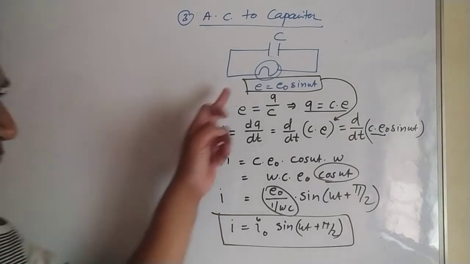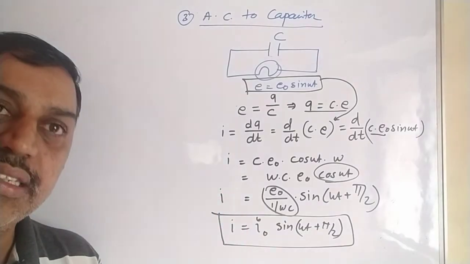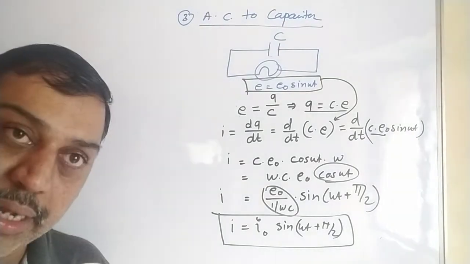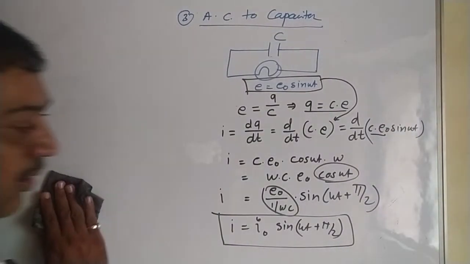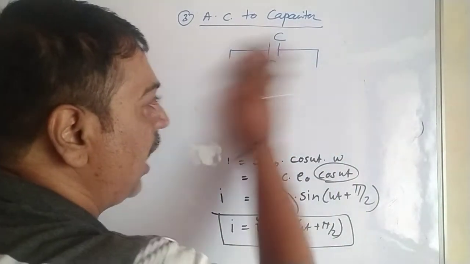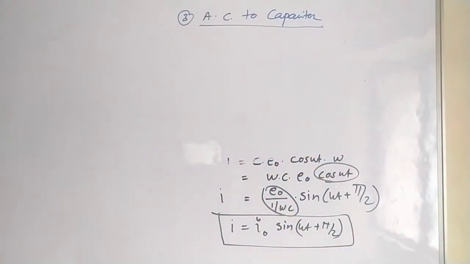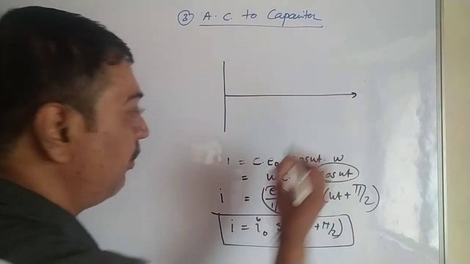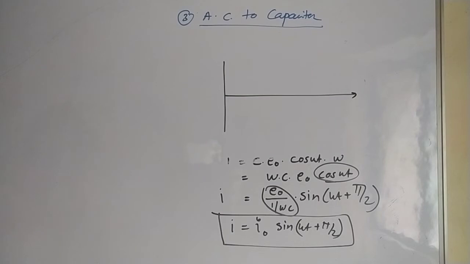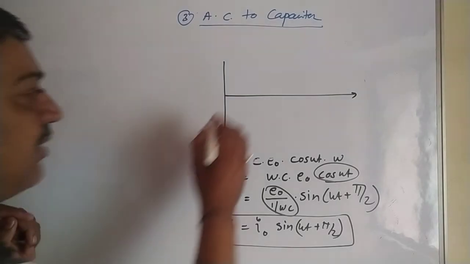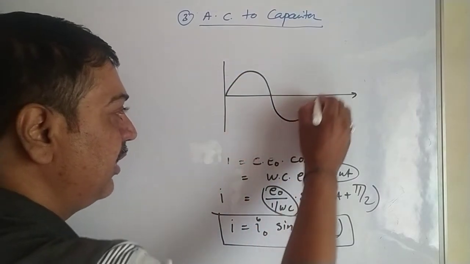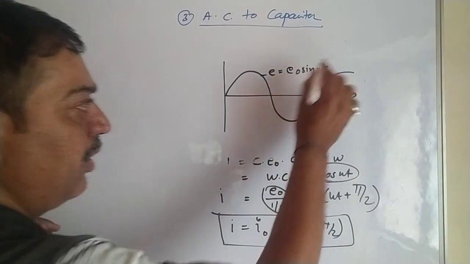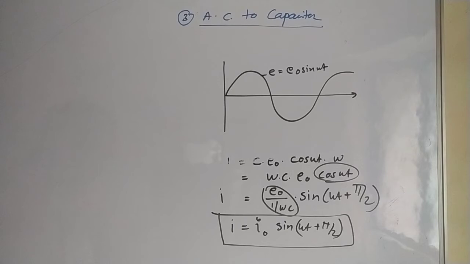So from this total derivation of current, it is saying that EMF and current are not in phase. Current leads the EMF by pi by 2 when AC is applied to a capacitor. Now we have to draw the waveform that we have drawn earlier. Suppose omega t is along the x-axis. Then we want to draw the waveform. If we start EMF from 0 like this, this is E equal to E0 sine of omega t.